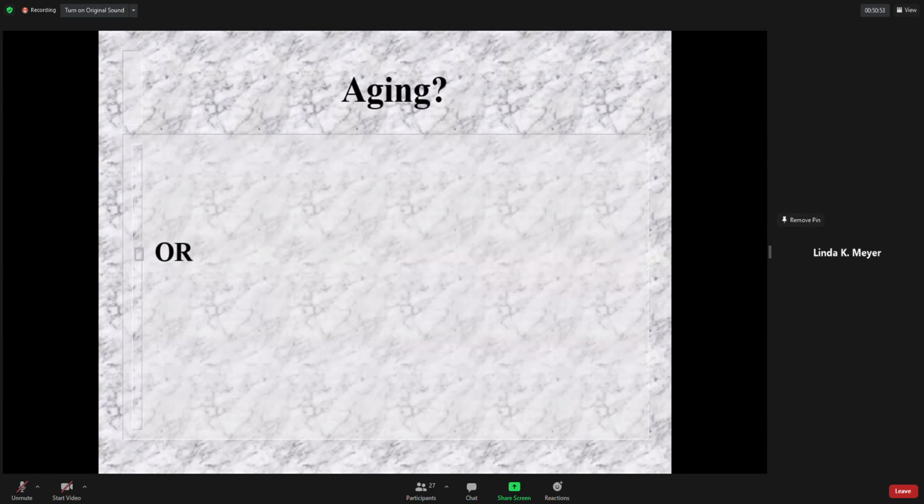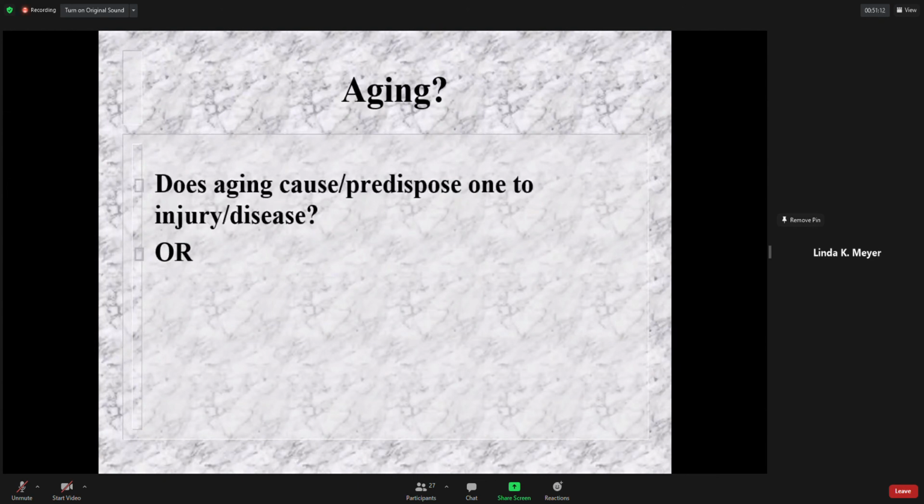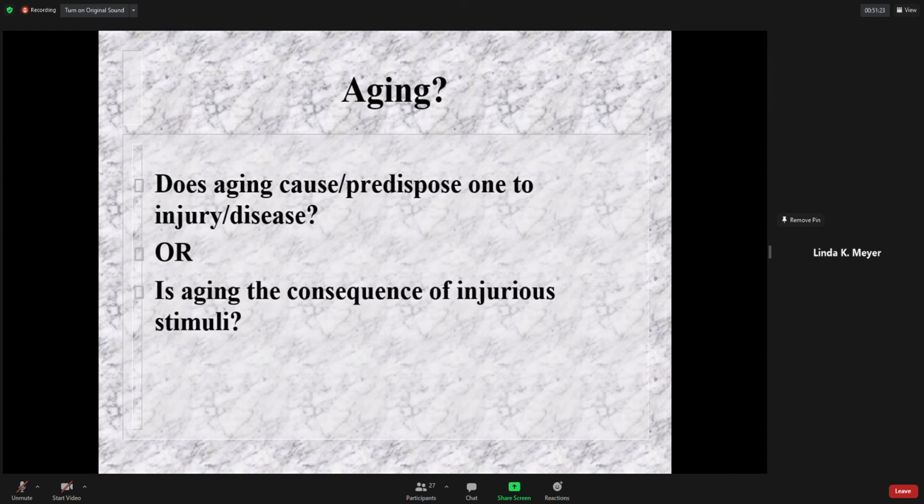Okay, and now, it's beyond the scope of our course to talk about the aging process, but this is like what comes first, the chicken or the egg, and I'm not here to support one view. I'm just letting you know there are two sides of the coin here: does aging cause or predispose one to injury or disease? Or there are others who would say that aging is the consequence of injurious stimuli.